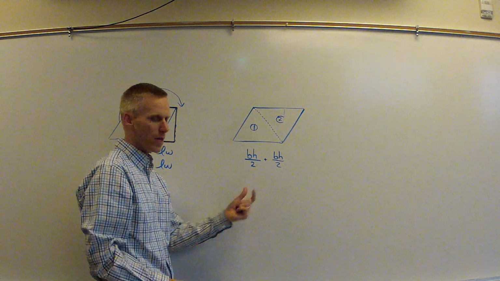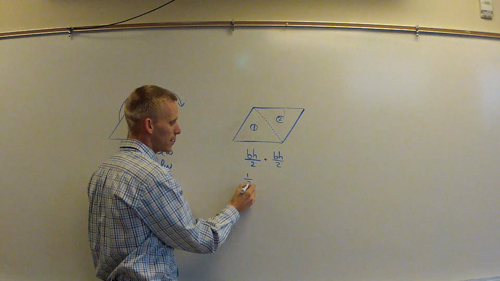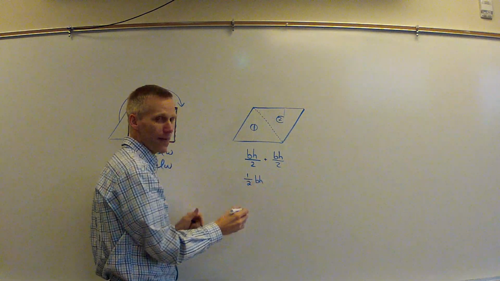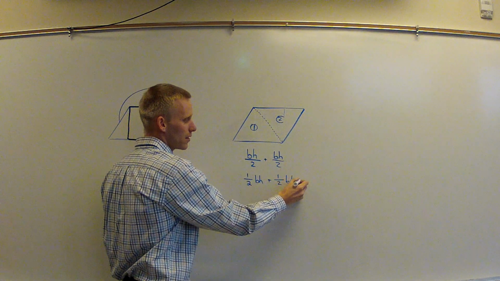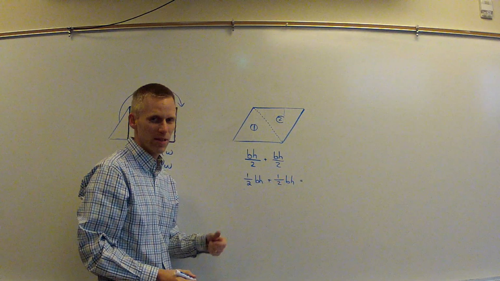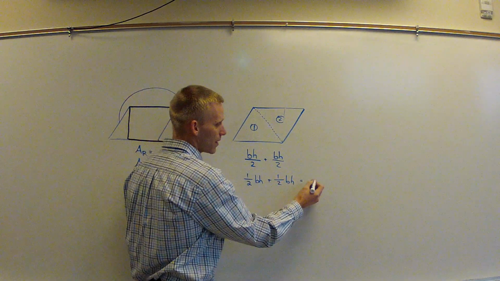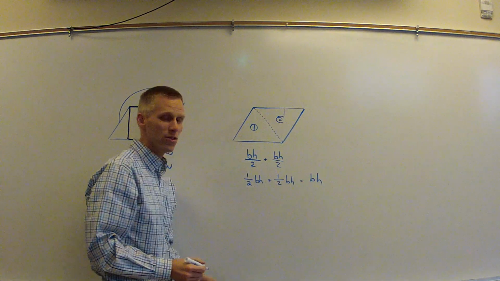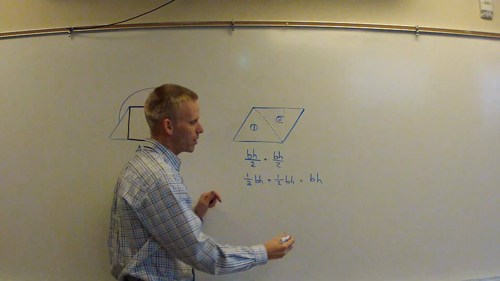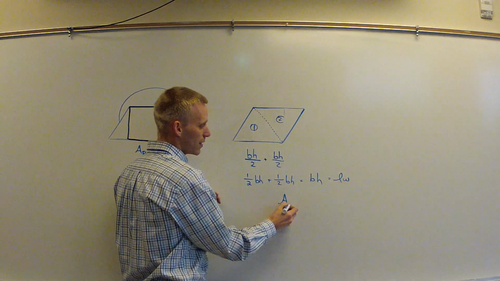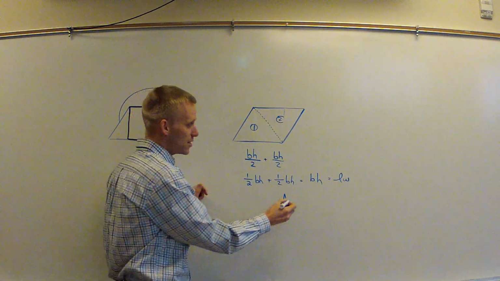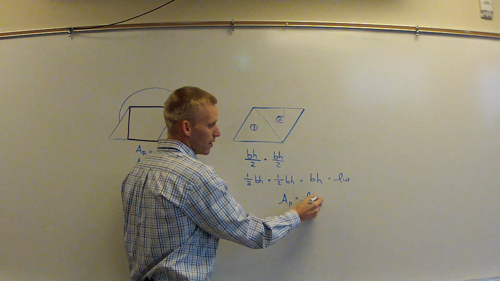If you don't like it this way, go back to the fraction idea of saying we've got half of a base in the height plus another half of a base in the height. And we all know that a half plus a half equals a whole. We also know that base times height could also be written as length times width. So again, we've shown that the area of a parallelogram is just a very simple formula, length times width.